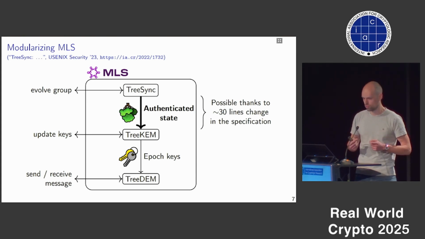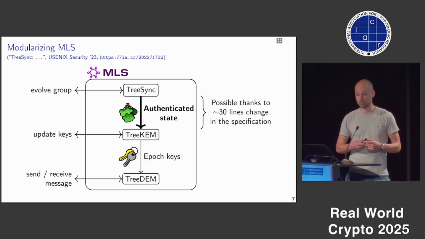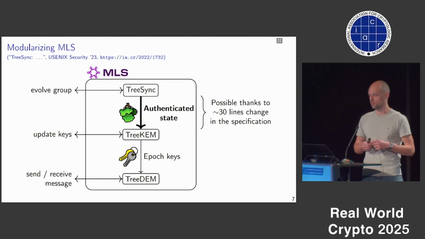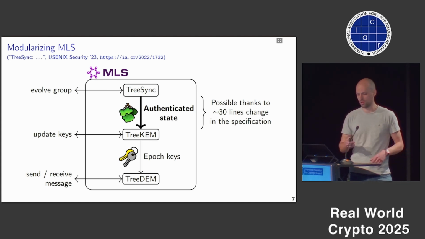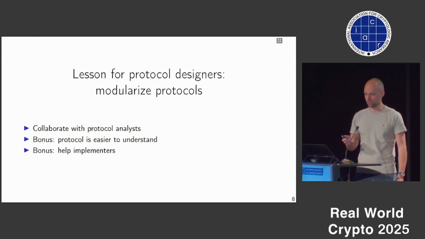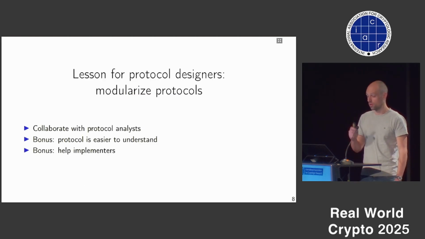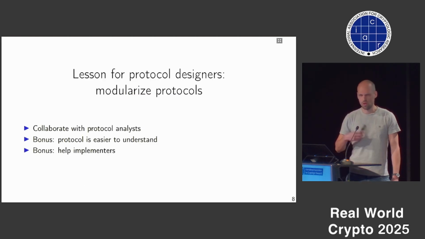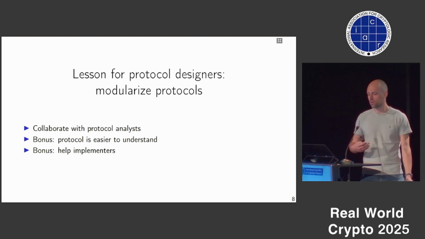So we discussed with a working group and ended up doing about 30 lines change in the specification that strengthen the guarantees of tracing and allowed us to analyze it as a single interesting protocol. So this leads me to my first lesson for protocol designers: modularize your protocols. Of course, it's easier said than done.